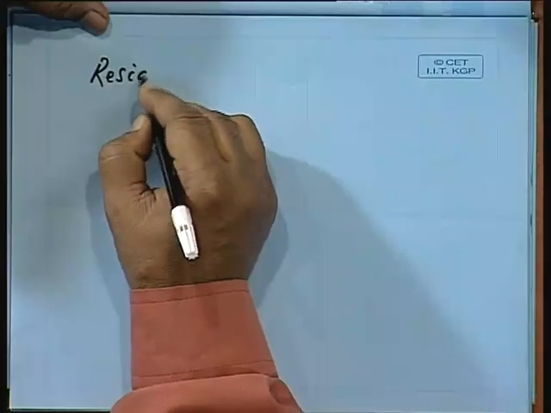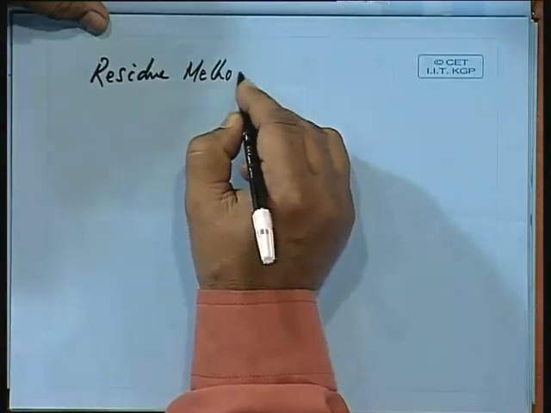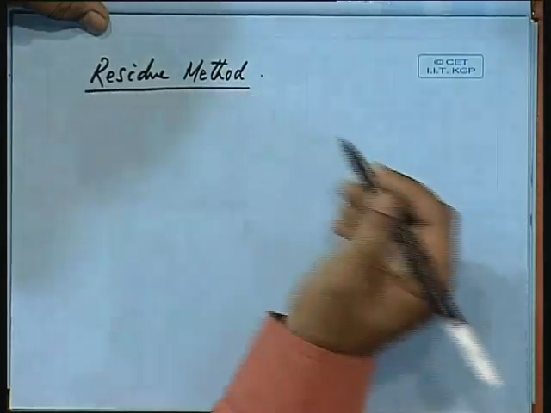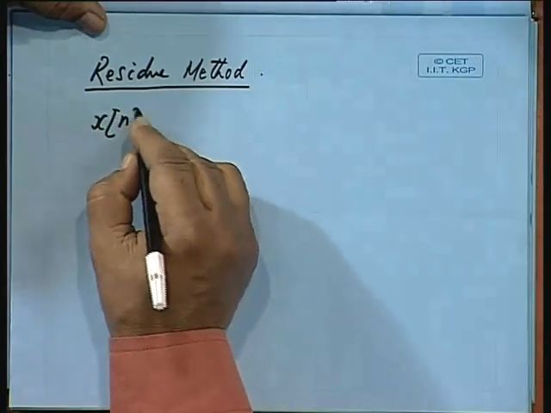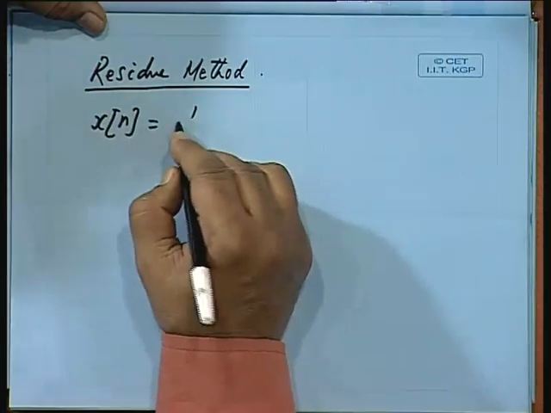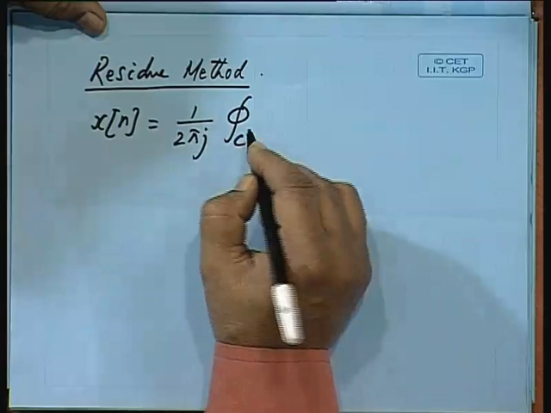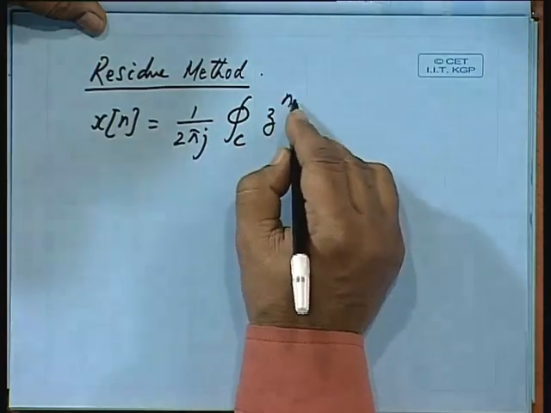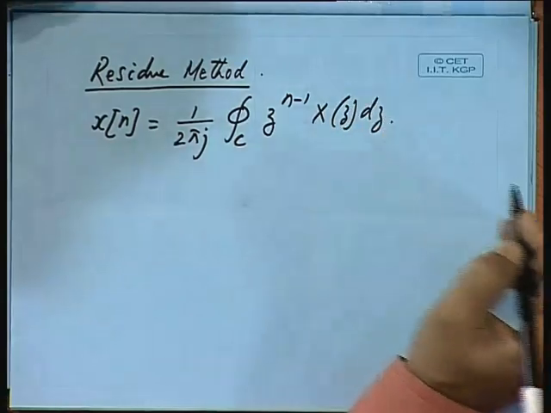We were discussing the inverse Z transform. Sorry. The last method, the residue method of computation, we will discuss today. x n, the sequence, is obtained by evaluating this integral of z to the power n minus 1 into x z dz.